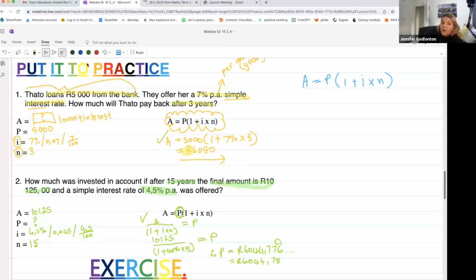Who thinks they can help talk us through making I the subject of the formula? And we're not worrying about numbers at the moment. We just want to make I the subject of the formula. Who thinks they can help with that? And if you don't feel confident to say the whole thing, that's also okay. You can say pieces of it.